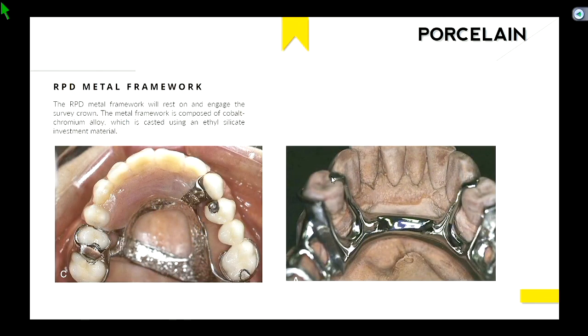You see you have these little components that are going to rest on top of the tooth, and it's best to have this metal-to-metal contact. So the RPD framework will rest on and engage the survey crowns. The metal framework is composed of a cobalt chromium alloy, so this is a base metal. And remember we talked about the ethyl silicate investment material? Well, the way that they cast this framework is with ethyl silicate.